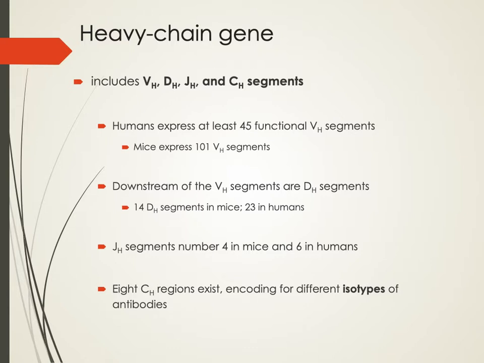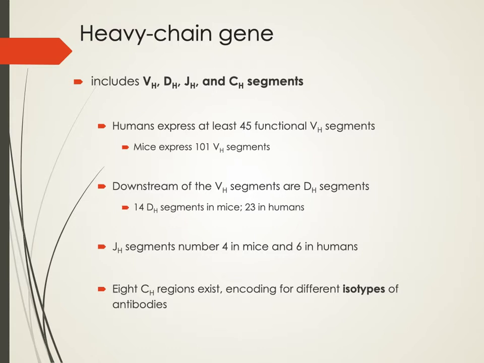And then looking at the heavy chain genes, again, we have V, D, J, and C segments. So there is that D segment that's present in the heavy chain that is not present in either of the light chains. For humans, there's at least 45 functional variable segments. Mice have 101 variable segments. And then just downstream of the V segments, we have the D segments. There are 14 D segments in mice and 23 in humans. And then for the J segment, there are 6 in human and 4 in mice.